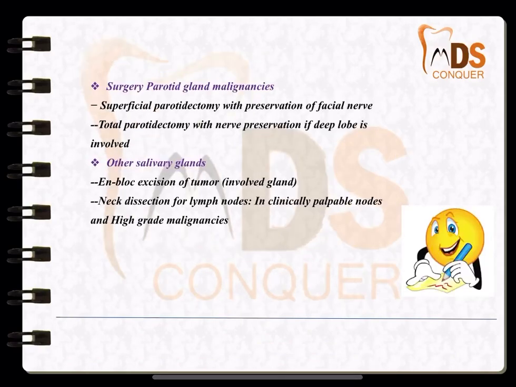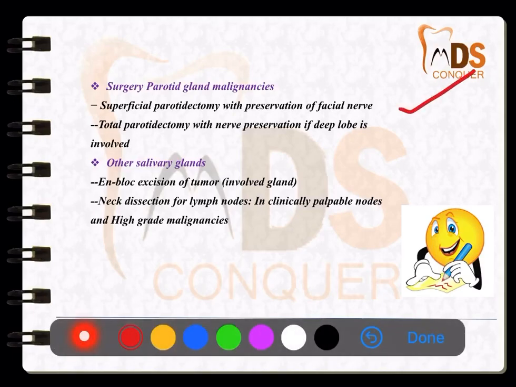Next, coming to the surgery for parotid gland malignancies. So, coming to the treatment again. Superficial parotidectomy with preservation of the facial nerve, and total parotidectomy with nerve preservation if the deep lobe is also involved. Okay. Next, if it is parotid gland malignancy, the surgeries include these.